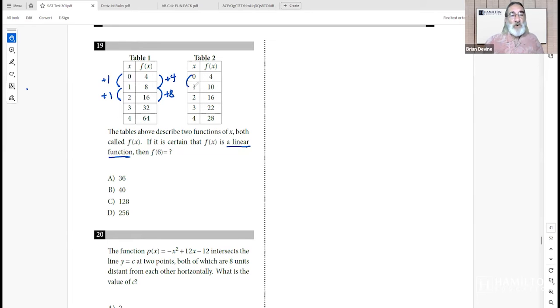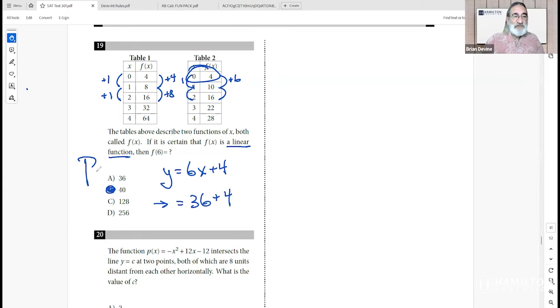But if I go up 1 here, well, I went up 6. If I go up 1 here, I went up 6 more. So for every 1 I move in the x direction, I move up 6. So it does have a slope. And if I look at that, then I should have, well, here's a y-intercept. So y would be 6x plus 4. And then if I evaluate that at 6, well, that's going to be 36 plus 4, which is 40. So B is the correct answer.